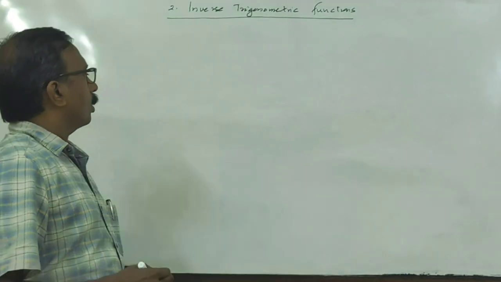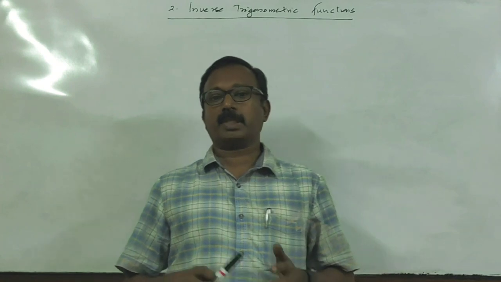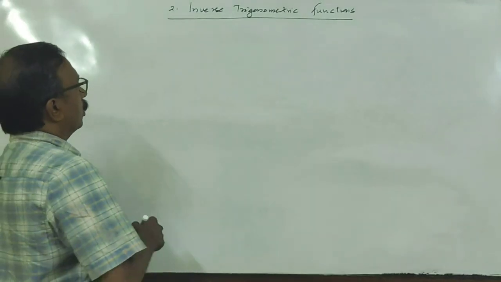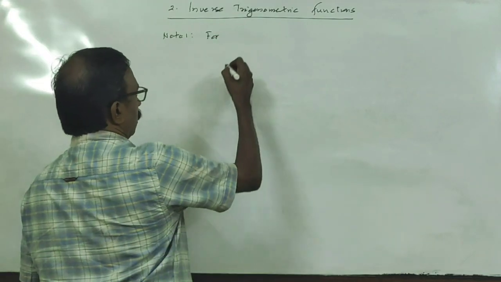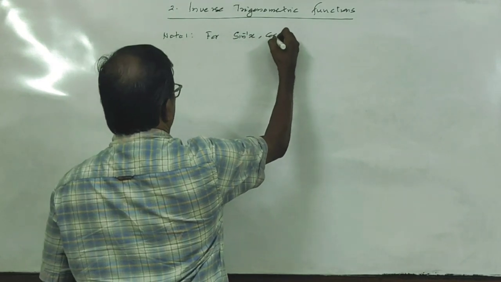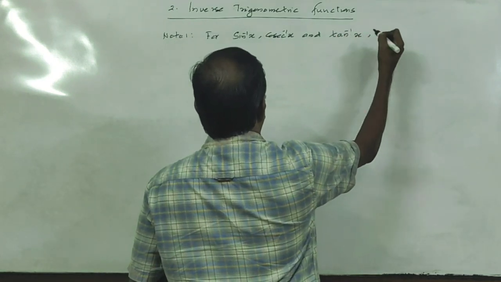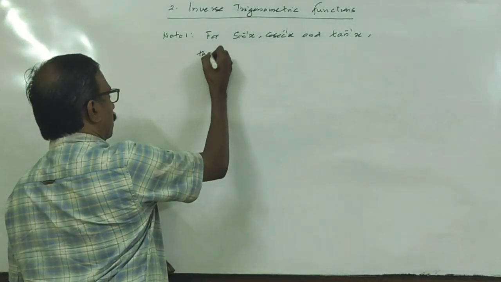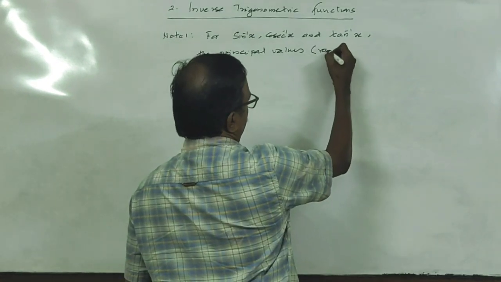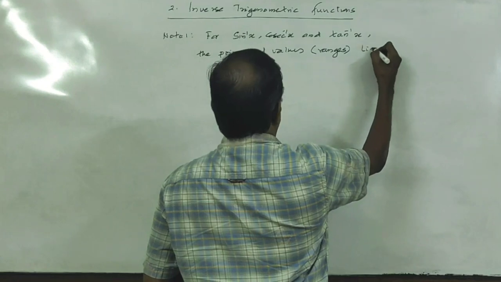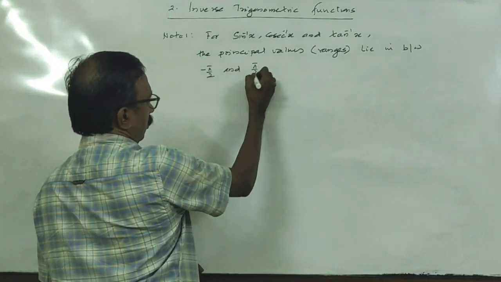The first type of question is, find the principal value of the following inverse circular functions. For this, we have a shortcut. Note 1: for sine inverse x, cosec inverse x, and tan inverse x, the principal values or ranges lie between minus pi by 2 and plus pi by 2.